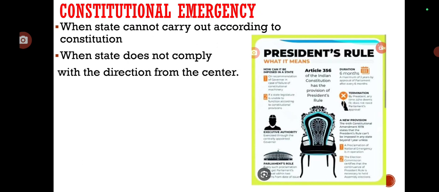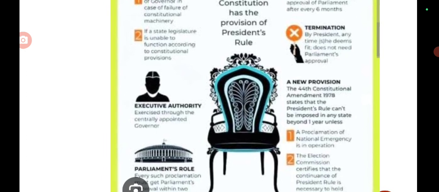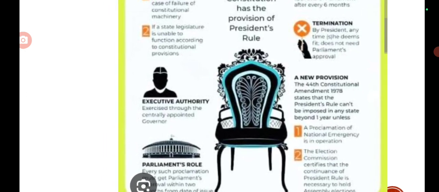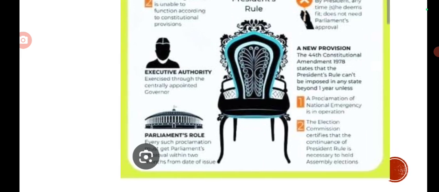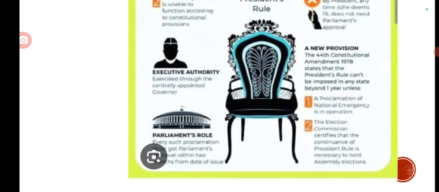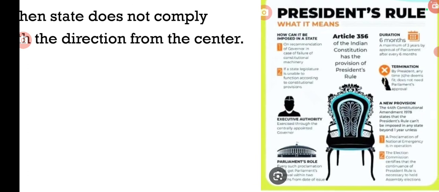President's Rule continues for a period of 6 months and it can be extended for a maximum of 3 years with the approval of parliament every 6 months. But according to the 44th Constitutional Amendment Act, the constitutional emergency cannot be imposed in any state beyond 1 year, unless the proclamation of national emergency is in operation or the Election Commission states that the continuance of President's Rule is necessary to hold assembly elections.